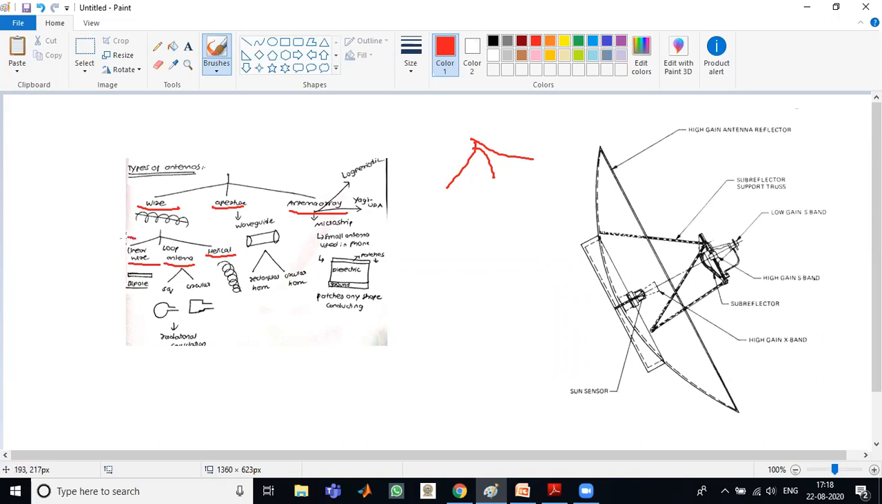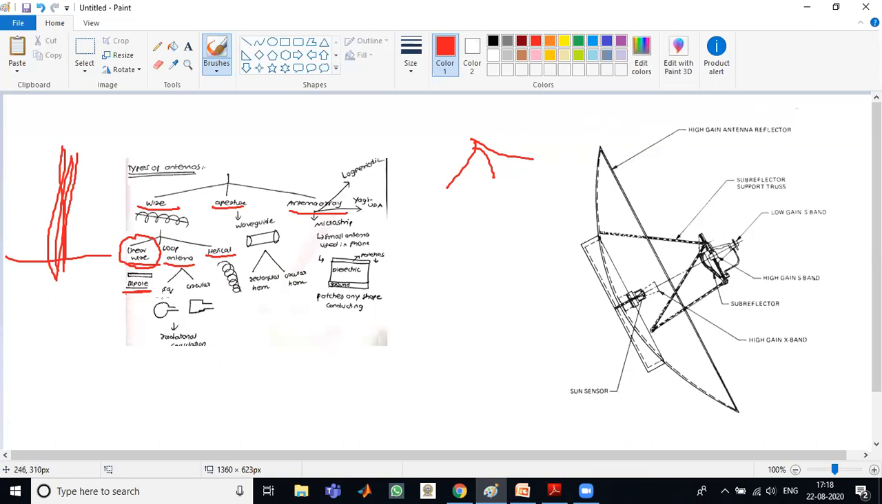In this chapter, we will discuss the linear wire antennas only. Means we will be majorly discussing the dipoles. The antennas are only in the shape of a straight line. This is the antenna.